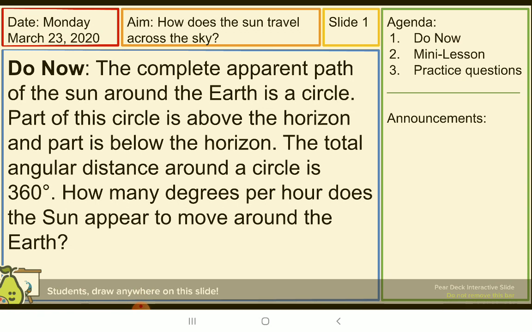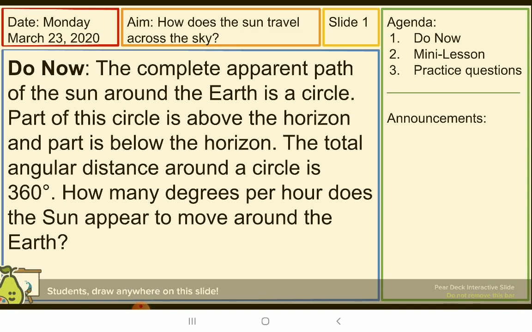It says, the complete apparent path of the sun around the earth is a circle. So when you look outside, it appears as if the sun moves in a circle around the entire earth. We know that's not true. The earth revolves around the sun, but it appears to us as if the sun moves in a circle around us. So part of the circle is above the horizon, which we call daytime, and part is below the horizon. That's nighttime. The total angular distance around a circle is 360 degrees.